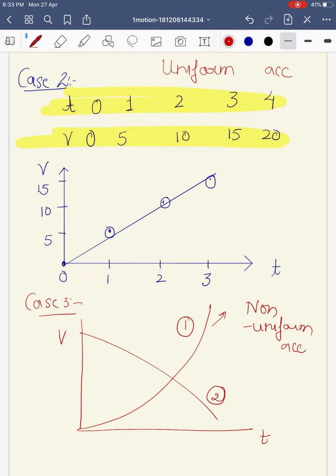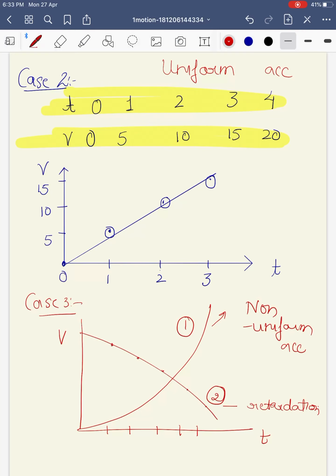Both are non-uniform because they are not straight, but in the case of first graph the slope was going up, so that is the case of acceleration. But in the case of second graph, the velocity is decreasing with the time, right? Because as the time is increasing, you can see that the velocity is decreasing. So this is the case of retardation.